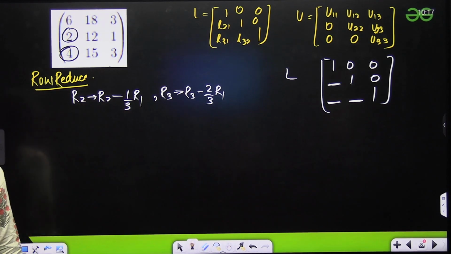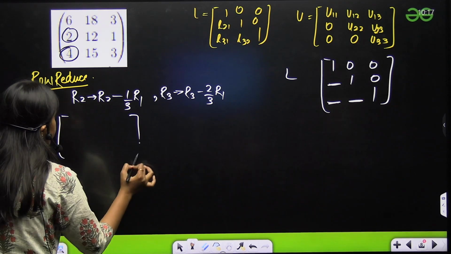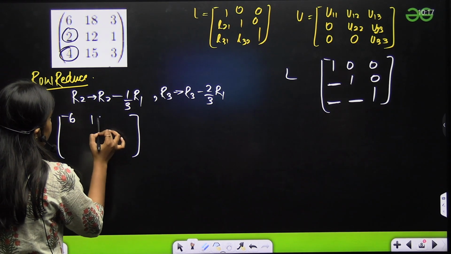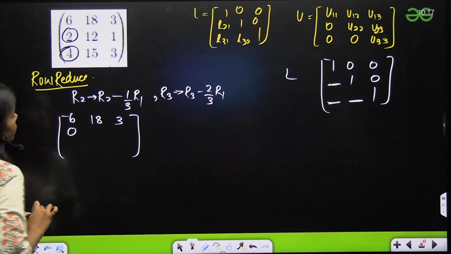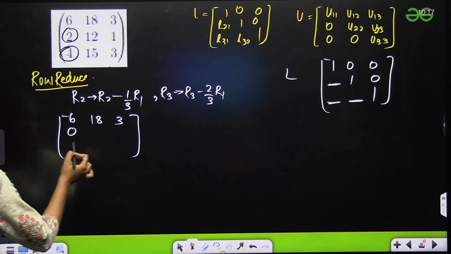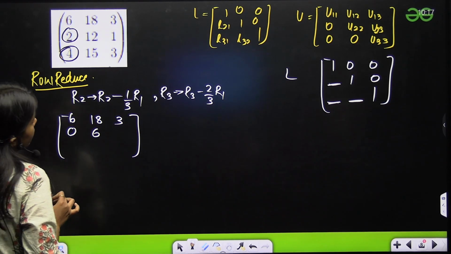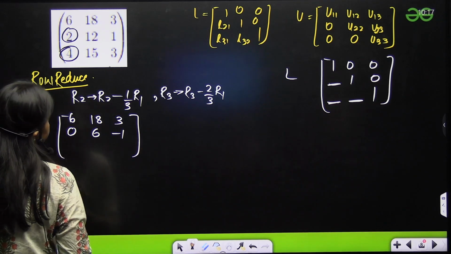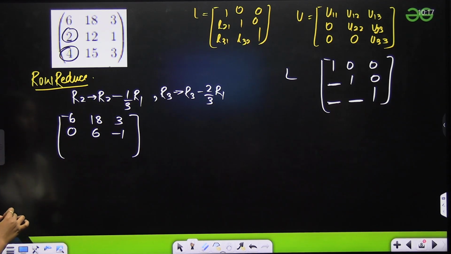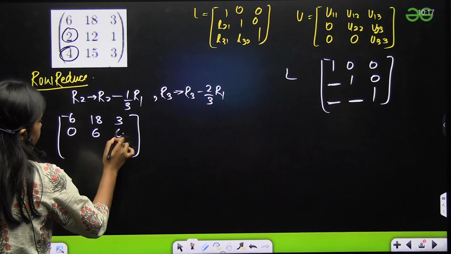Similarly, I'll do here R3 tends to R3 minus 2 by 3 R1. I am applying these operations. Now what would it become? Now if you solve it, 6, 8, 10, 3, 0, 12 minus 3 into 1 by 3 into 18. That means 12 minus 6. You would get it as 6. 1 minus 2 minus 1. Right? Sorry, no, 1 minus... that will become 0, right? It would be a 0 value.